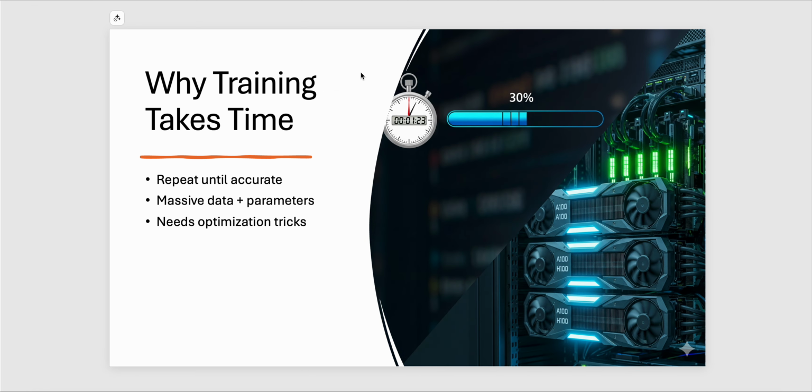Why does training take more time? One correction is not enough. The model repeats the process millions of times across the massive data. That's why training large models can take weeks and needs hundreds or even thousands of GPUs working together.